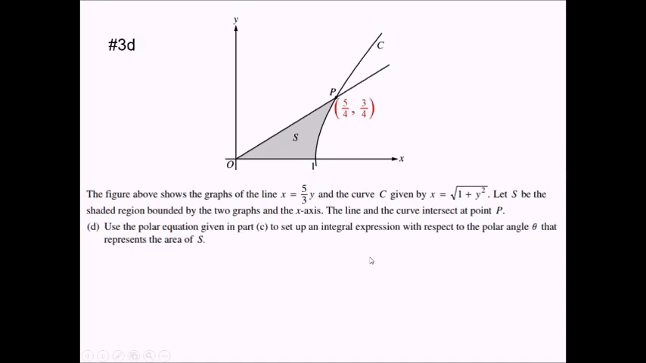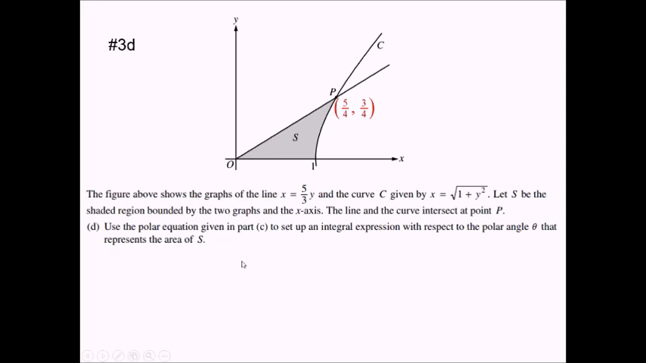For this last part of the problem, they want us to use the polar equation that we got in part C to write an integral expression with respect to the polar angle theta that represents the area of S. So basically polar area. Now notice that they said set up an integral expression. They didn't say evaluate it. So we're not really going to have to figure out any crazy decimals on this. We're just going to have to get the basic setup.